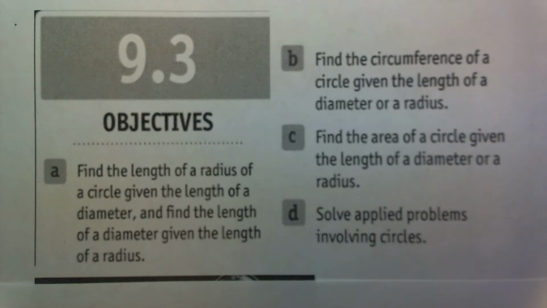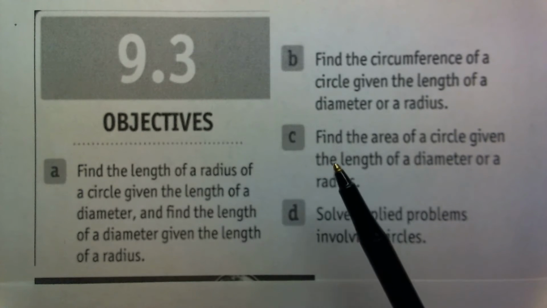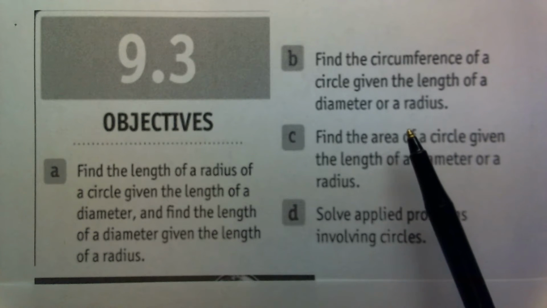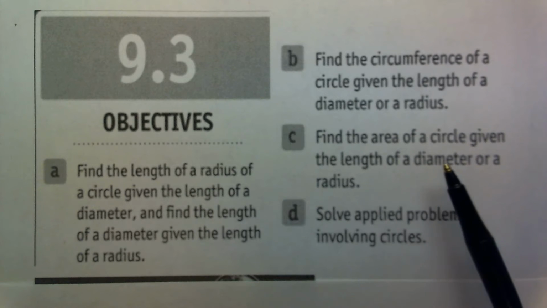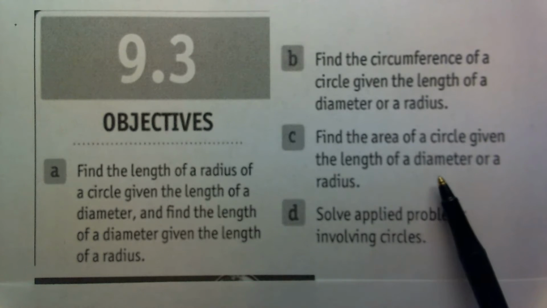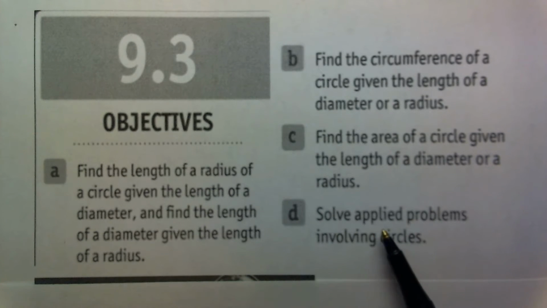In section 9.3 we are studying circles, and there are various parts to that. One is to find the length of a radius of a circle, given the length of a diameter, and vice versa. Given the diameter, find the radius. Then we find the circumference of a circle, given the length of a diameter or radius. And then find the area of a circle, given the length of a diameter or radius. And then we solve some applied problems involving circles.